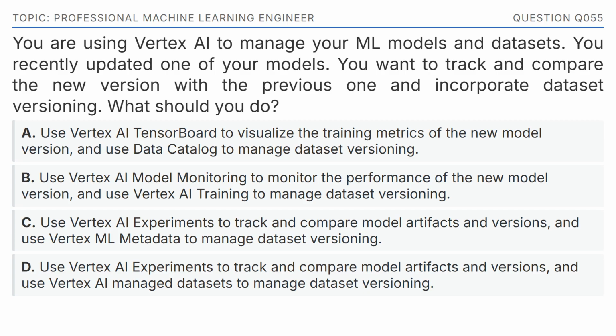new model version, and use Data Catalog to manage dataset versioning. Option B, use Vertex AI Model Monitoring to monitor the performance of the new model version, and use Vertex AI Training to manage dataset versioning. Option C, use Vertex AI Experiments to track and compare model artifacts and versions, and use Vertex ML Metadata to manage dataset versioning. Option D, use Vertex AI Experiments to track and compare model artifacts and versions, and use Vertex AI Managed Datasets to manage dataset versioning.